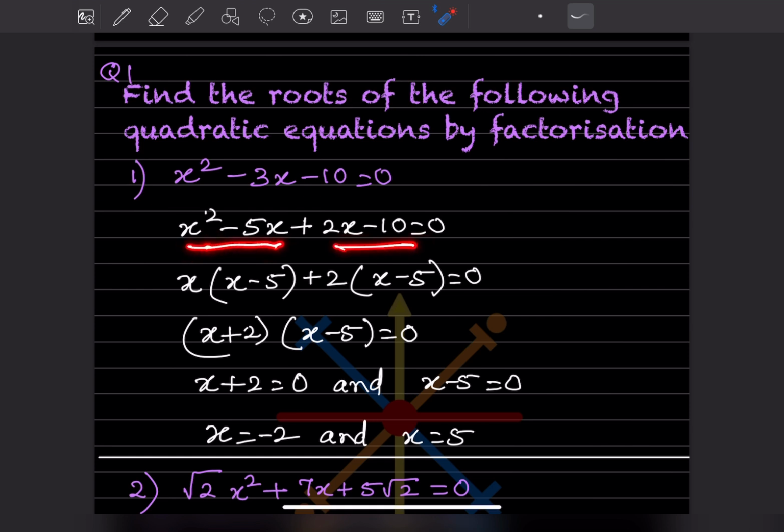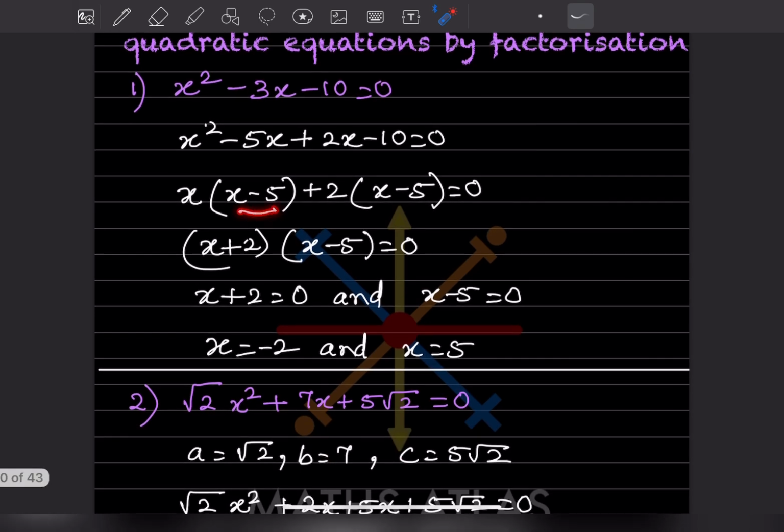In the first group, you can see x is common and what will remain in the bracket is x minus 5. This sign stays as it is. Now in the second group, you can see 2 is common and in the bracket will be x minus 5. And one more thing you have to remember here: both brackets are going to be the same. If you are not getting the same, you have to check what mistake you have made. So this 2 we are going to write only once, and what is outside the bracket you are going to write in the other bracket. So x plus 2 is equal to 0.